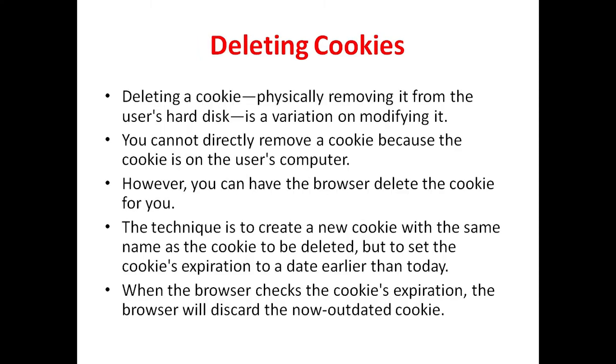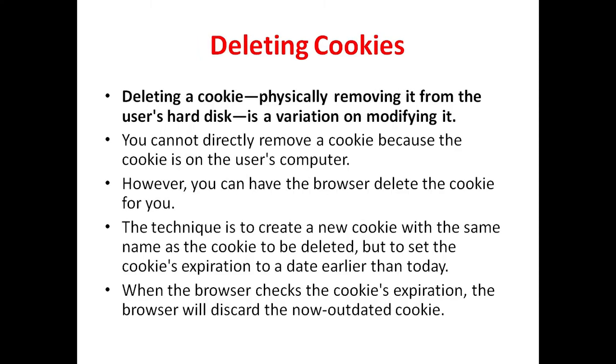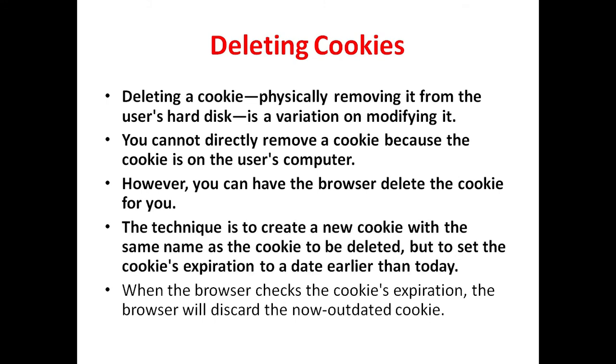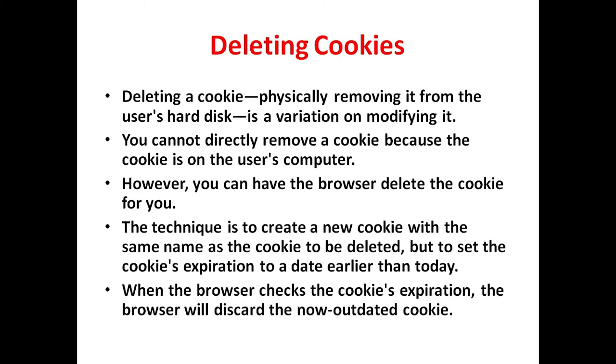Next is deleting cookies. Deleting a cookie, that is physically removing it from the user's hard disk, is a variation of modifying it. You cannot directly remove a cookie because the cookie is on the user's computer. However, you can have the browser delete the cookies for you. The technique is to create a new cookie with the same name as the cookie to be deleted, but to set the cookie's expiration to a date earlier than today. When the browser checks the cookie's expiration, the browser will discard the outdated cookies.